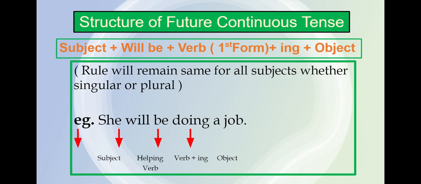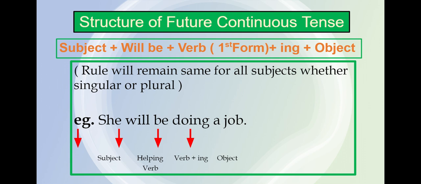So, how to form future continuous tense? In order to form future continuous tense, we use the phrase "will be" followed by the present participle of the verb, that is the first form, or we can say the base form of the verb, plus ing, plus object. So it will be subject plus will be plus verb first form plus ing plus object.